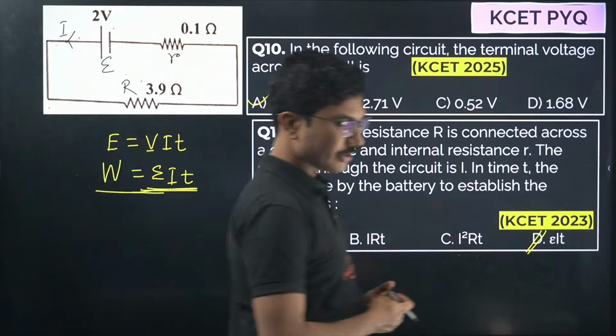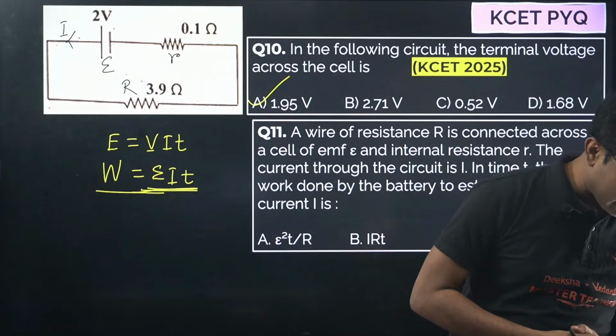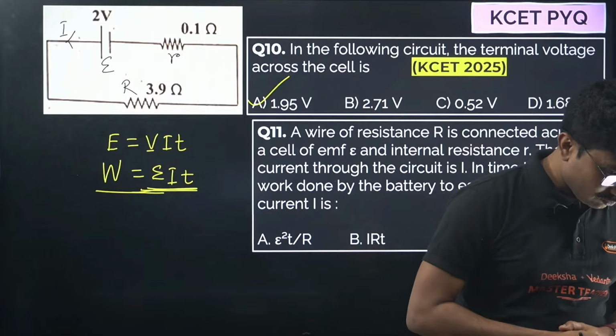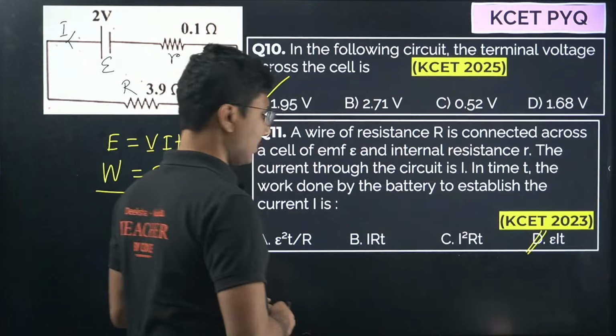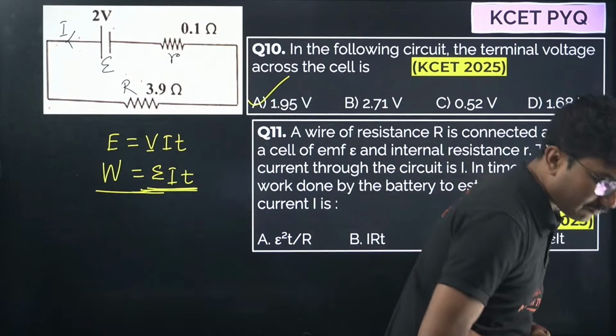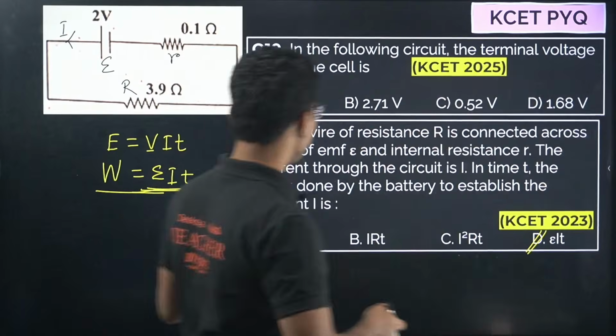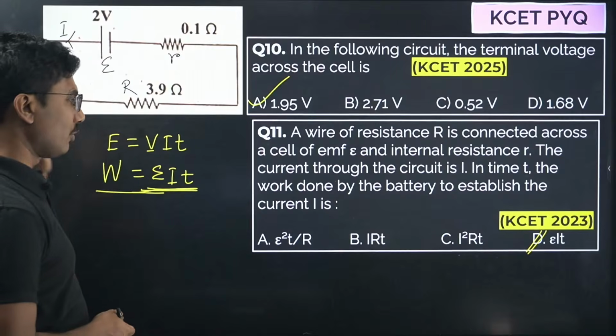So for question 11, option D. Yes, Rashmi is correct. Muhammad Ibrahim is also correct. Prajwal is also correct. Everyone is correct. In fact, Kavya is also correct. So the answer is epsilon IT. Don't be fooled.